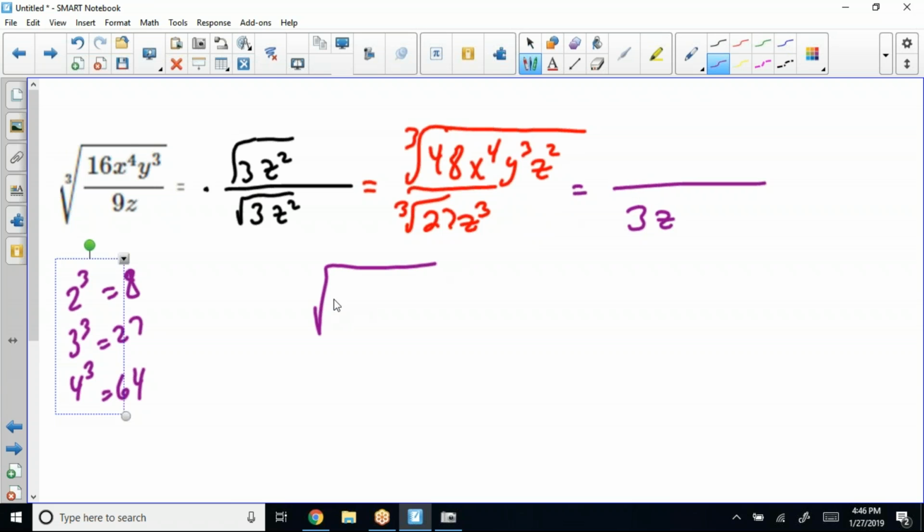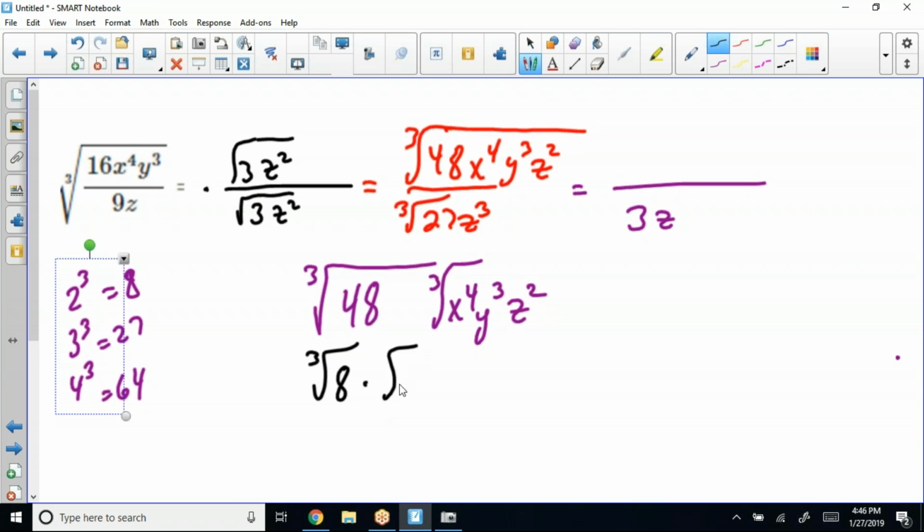Now, let's look at the numerator. And then I guess I can do the variables after that. So I can rewrite as cube root of 8 times cube root of 6, right? 8 times 6 is 48. And then this would become 2. Now I've got cube root of 6, right? And with 6, there's nothing that goes into that.